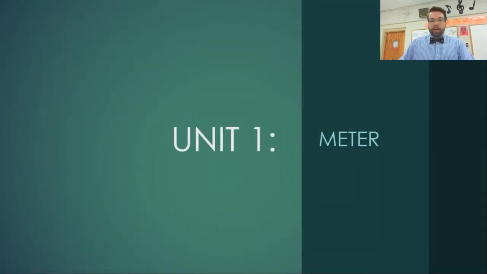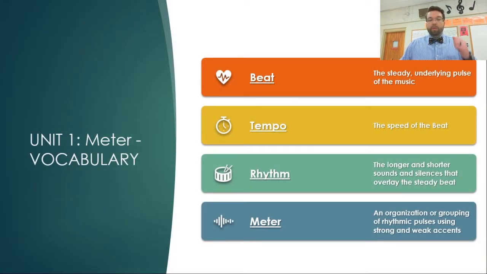We're going to start in Unit 1, which is talking about meter. Now, meter, we went over four basic vocabulary terms. We went over beat, which is the steady underlying pulse of the music. If you tap your toe, listening to a piece of music, or start clapping your hands, or tapping your thigh, that's the beat that you're feeling. That's the beat that you're inherently tapping out with your foot. That's the beat that ties all that together.